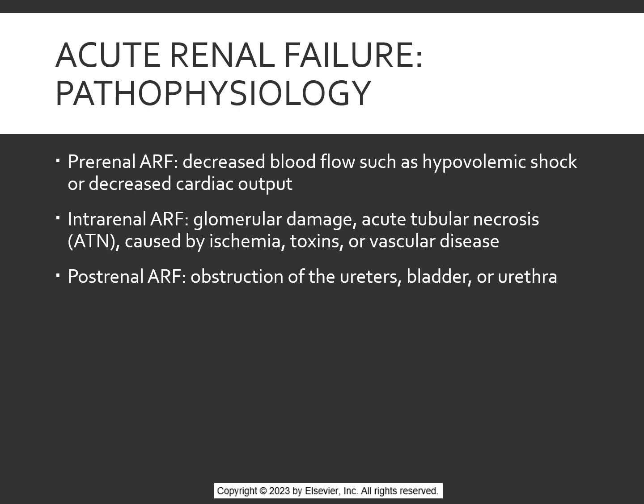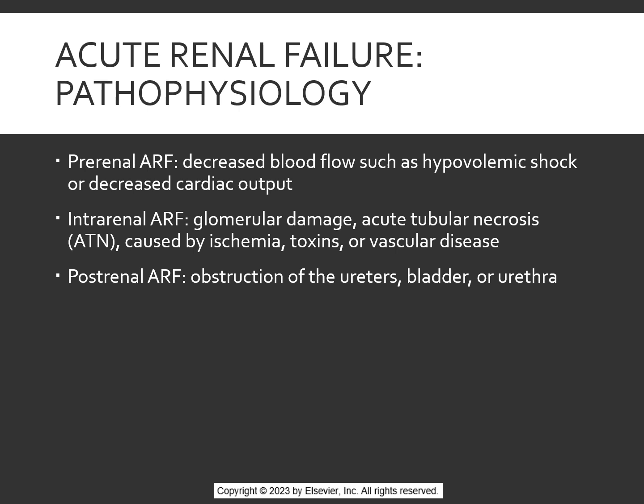Acute kidney injury is diagnosed when there is a sudden decline in GFR. There are three causes of AKI. Pre-renal AKI is caused by decreased blood flow, such as in hypovolemia, or decreased cardiac output, like cardiogenic shock. Intrarenal or intrinsic AKI results from glomerular damage, ATN caused by toxins like medications, or vascular disease that affects the vessels in the kidneys. Postrenal or obstructive AKI is caused by obstruction in the ureters, bladder, or urethra. It causes eventual backflow of urine into the kidney, which in turn leads to tissue damage.